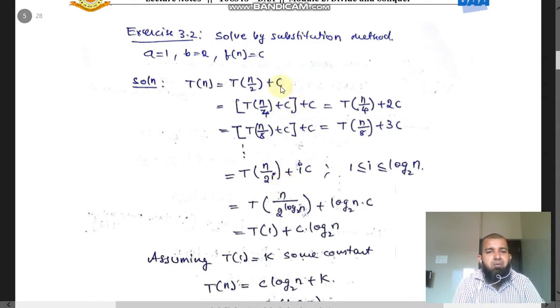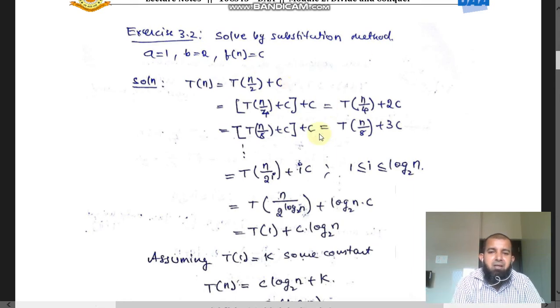Okay, we solve the next problem. Solve by substitution method. This is the recurrence relation: T of n is equal to T of n by 2 plus c. What is the a value here? 1. b value is 2. And there is a constant here. There is no n value, so d is equal to 0.